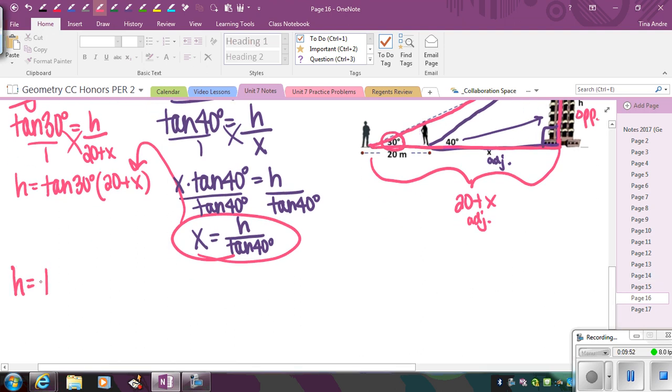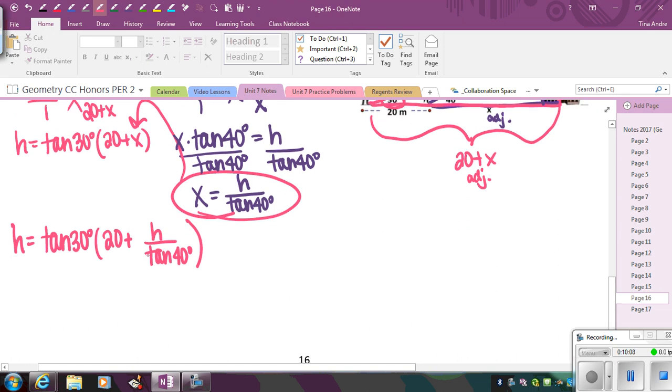So I have tan 30 degrees on the outside. I have 20 plus this h over tan 40 degrees. So now what I have is this pretty messy looking equation, but really I just have to get h by itself. So what I'm going to do is distribute this tan of 30 so that I don't have the parentheses. I'm going to leave this in terms of tan 30 degrees. You can make it a decimal if you want, but then you're going to have to write out the entire decimal. But if it messes you up thinking tan of 30 degrees is just a number, make it a decimal and just write it out.